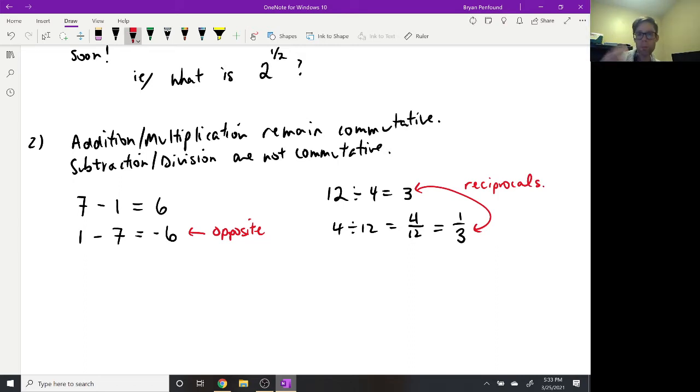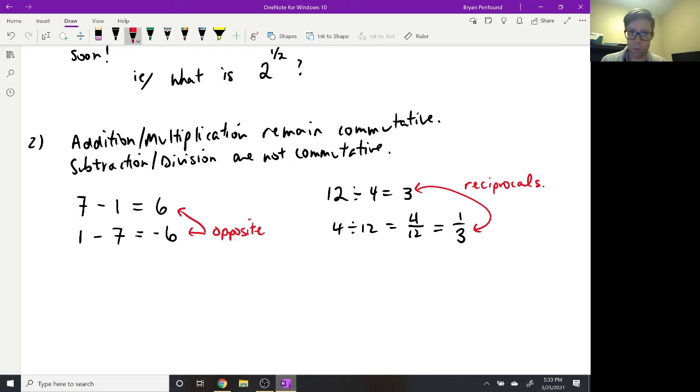Reciprocals mean taking the fraction and putting it on its head, essentially. So we get 1 over that number if it's a whole number, or if it's a fraction with a numerator and a denominator, the numerator and denominator switch places. So this is the idea of the reciprocal. That's the relationship between trying to commute numbers with regards to division.